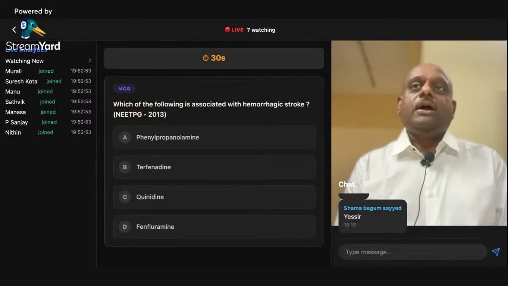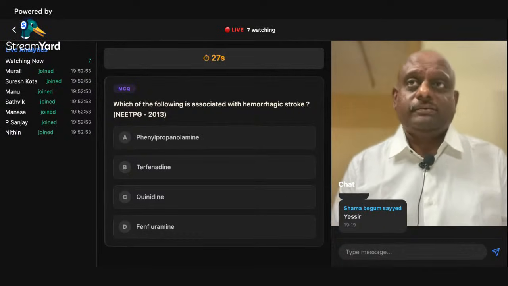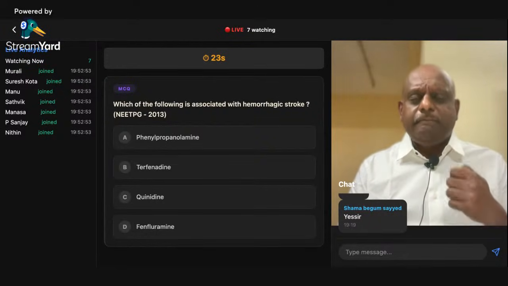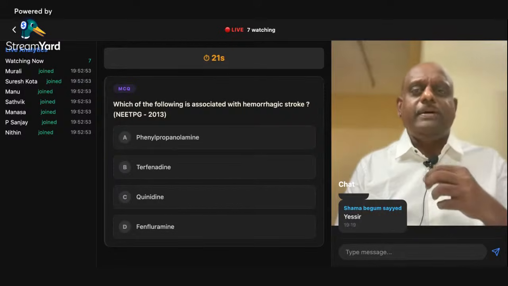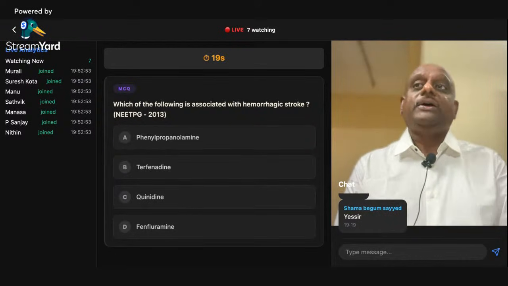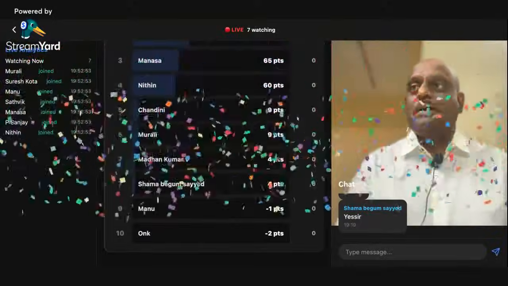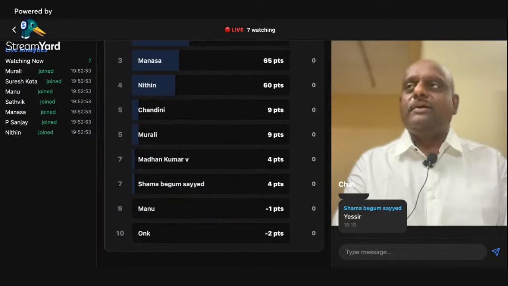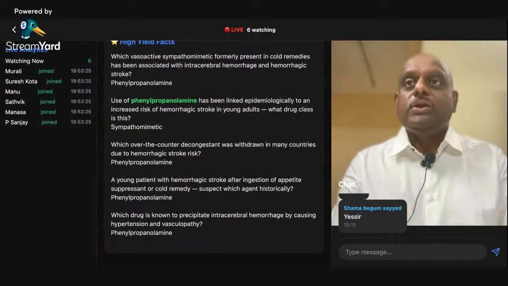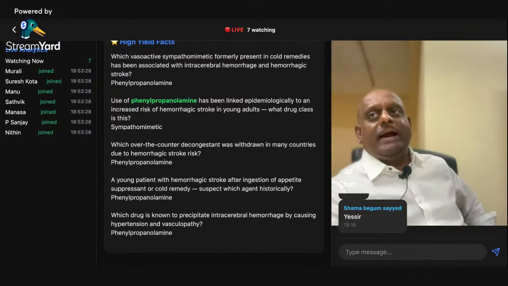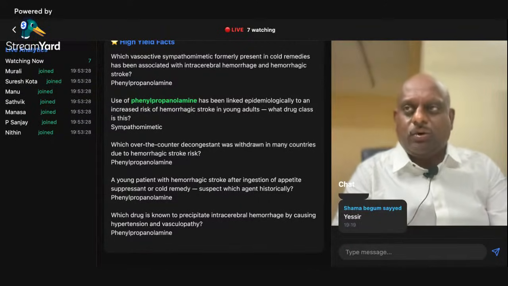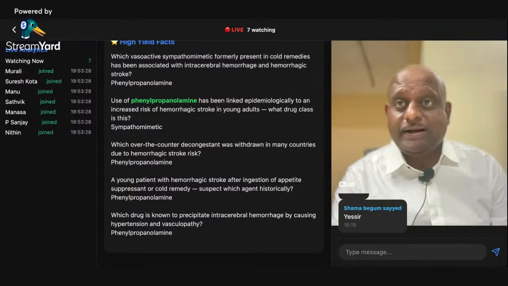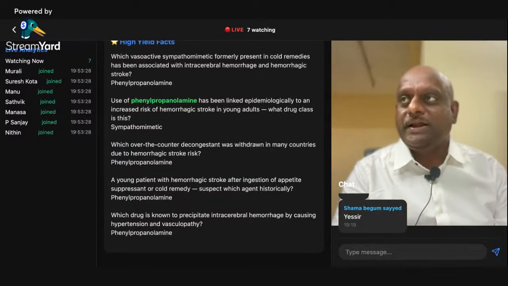Now, hemorrhagic stroke. What is the drug implicated as responsible for hemorrhagic stroke? It is actually a very simple drug, commonly used in cold medications. So you should remember phenylpropanolamine is the one which can lead to it. It is a vasoactive sympathomimetic formerly used in cold medicine that is notorious for leading to intracerebral hemorrhages and hemorrhagic stroke, is what you need to remember, doctor.